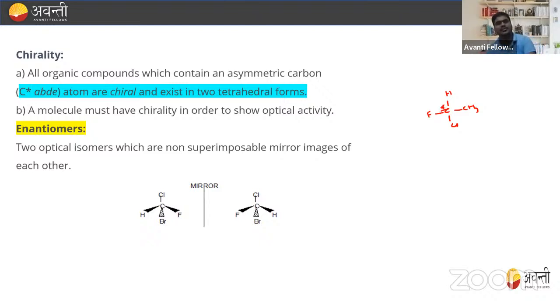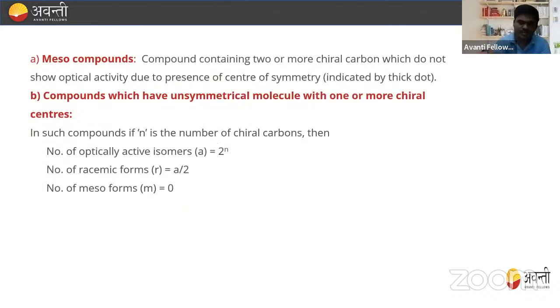Now, what is an enantiomer? These are the two optical isomers which are non-superimposable mirror images of each other. They are said to be enantiomers. For example, here we can say Cl and Br, and H and F. These are non-superimposable mirror images of each other, and they are called enantiomers.